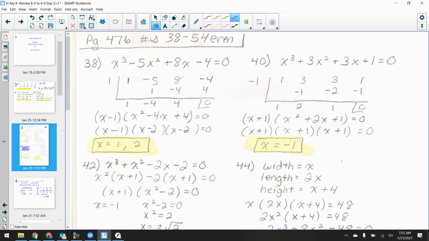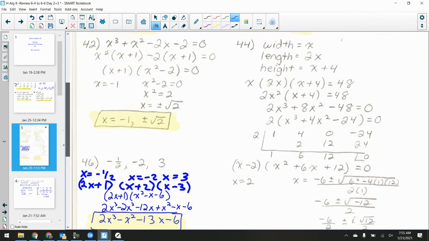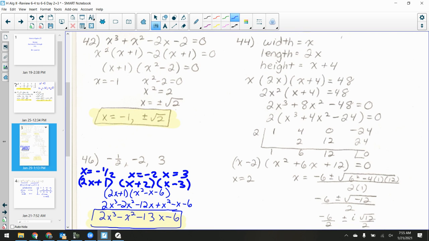All right, I digress. There's 44. Well, almost 44. There's 46 at least. Please don't try to say x plus 1/2. Please don't do that. Because your answer would have been x to the third minus 1/2 x minus 13 halves minus 3.